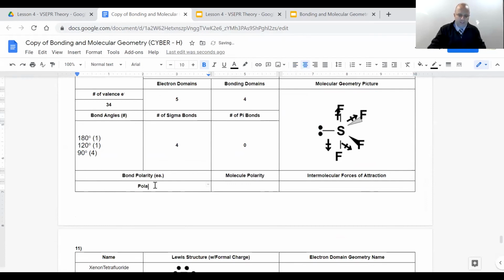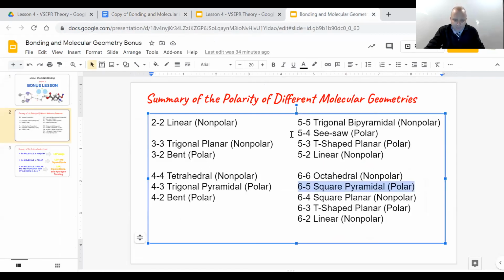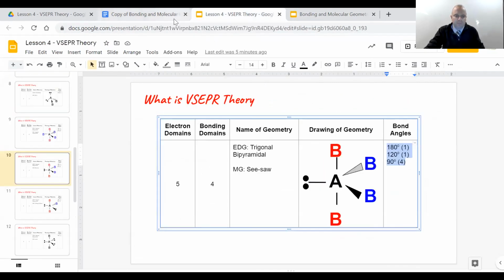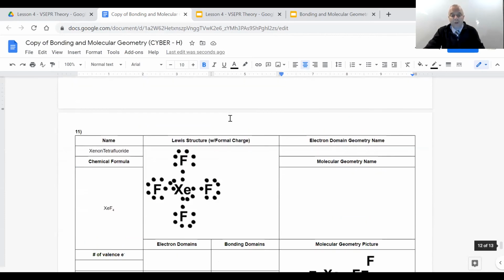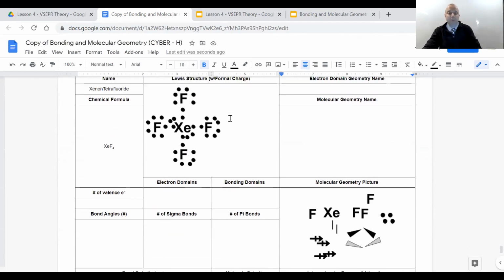So for the bond polarity, that's going to be polar. For the molecule polarity, go look at the 5-4 combination. 5-4, always going to be polar. So in this box, we can write polar. There's no hydrogen bonding here. So since we have polar with no hydrogen bonding, we have LDF and dipole-dipole. And if you're questioning what any of that means, go and watch the video on intermolecular forces of attraction, and I'll describe why some are called LDF and why some are called dipole-dipole.